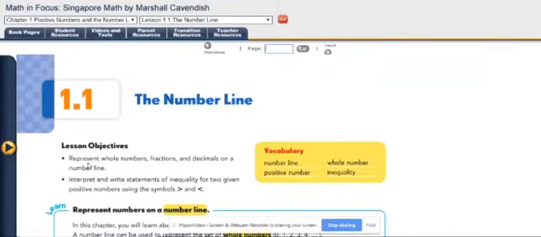So remember, our objectives are to represent whole numbers, fractions, and decimals on a number line, and to interpret and write statements of inequality for two given positive numbers using the symbols greater than and less than.